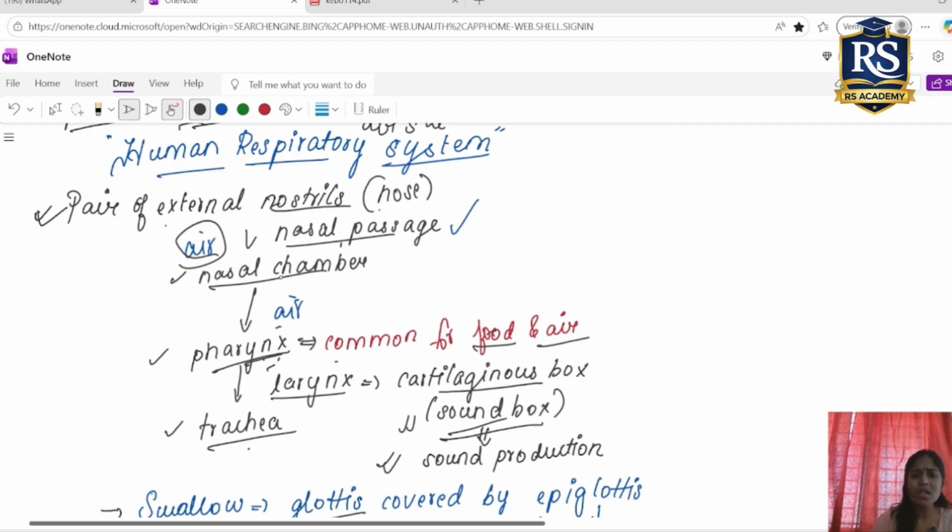From the nasal chamber, the air moves to the pharynx. The pharynx is the common passage for both food and air. And then comes the larynx. The air travels from the pharynx to the trachea through the larynx. So what is the larynx? It is a cartilaginous box, also known as the sound box, which is responsible for sound production. And this is how the air reaches the trachea. Now we will see what the trachea and other parts of the respiratory system are.